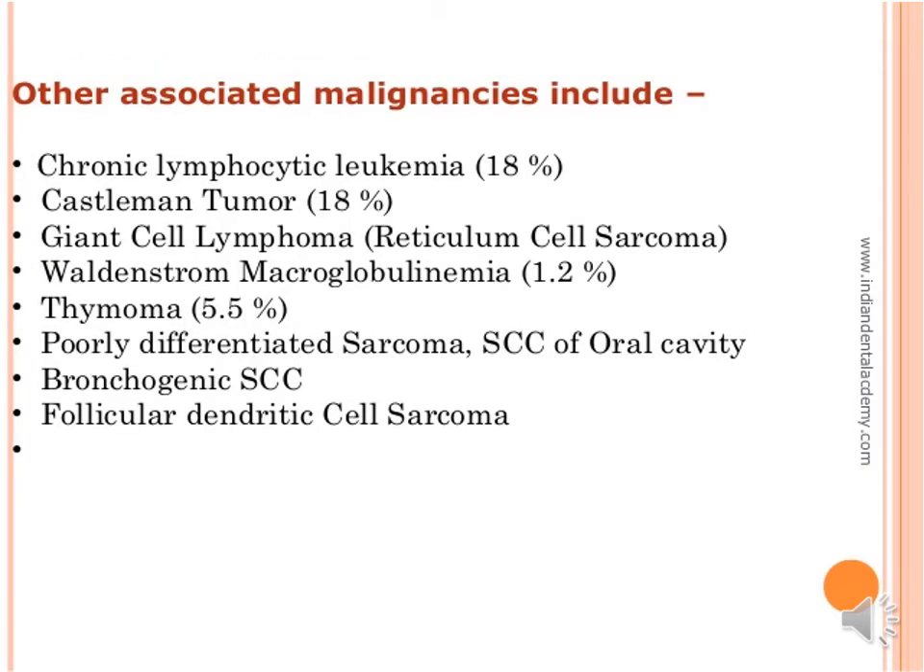Other associated malignancies include chronic lymphocytic leukemia, 8%, Castleman tumor, 80%, giant cell lymphoma, reticular cell sarcoma, Waldenstrom macroglobulinemia, 1.2%, thymoma, 5.5%, poorly differentiated sarcoma, squamous cell sarcoma of the oral cavity, bronchogenic sarcoma, squamous cell sarcoma, and follicular dendritic cell sarcoma.